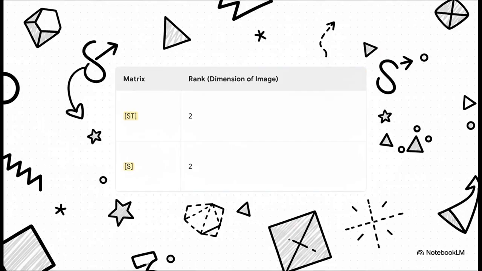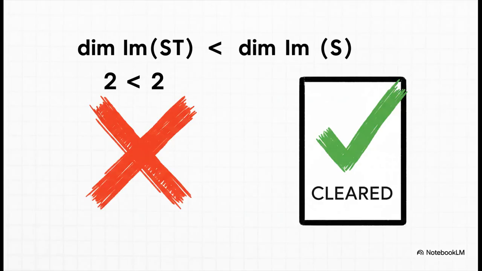So we plug A equals 0 into both of the matrices. Now we calculate their rank, which, remember, is just the technical term for the dimension of that output space we talked about earlier. And look at this. For both ST and S, the rank is 2. Uh-oh. This is a direct contradiction of our key clue. Our condition was that the dimension of ST's image had to be strictly less than the dimension for S. Well, 2 is not less than 2. So, A equals 0 is not our answer. It's been cleared of all charges. That leaves us with our second and final suspect. Let's see if the case against A equals 1 holds up any better.